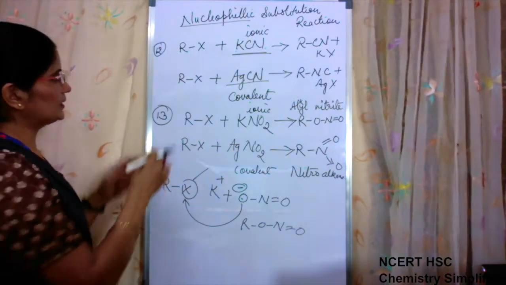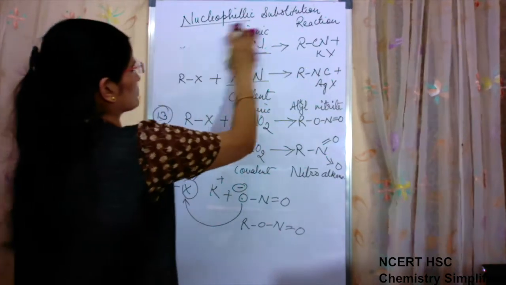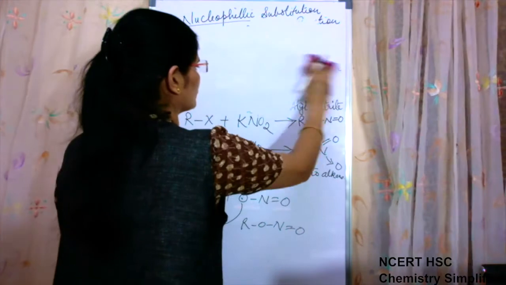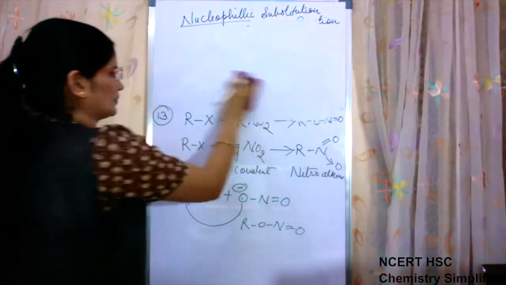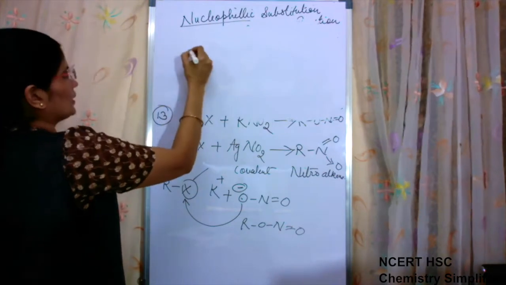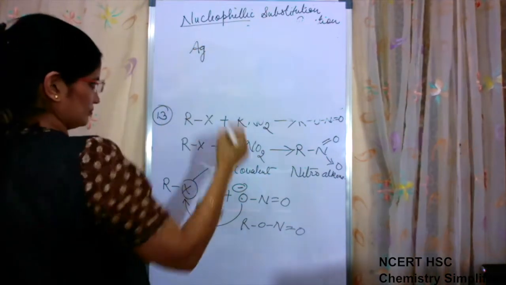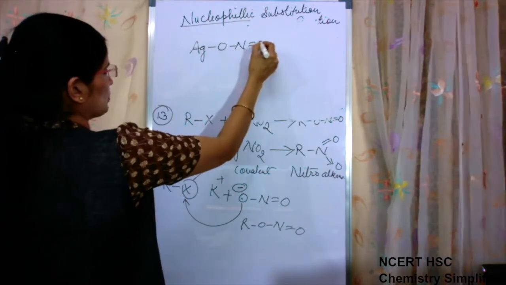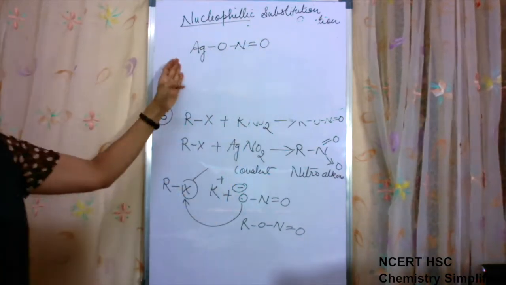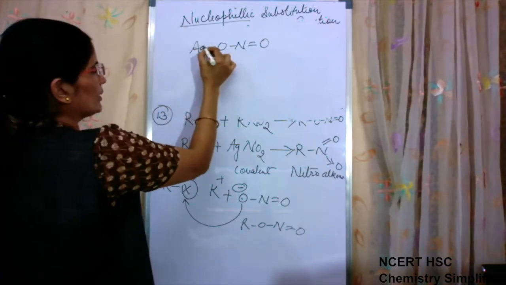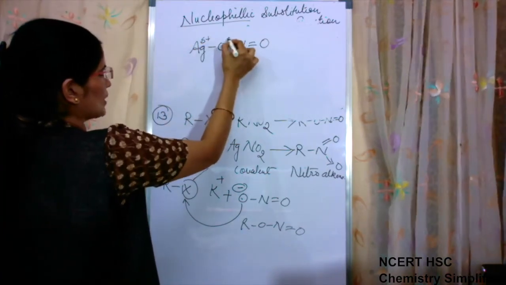On the other hand, in case of AgNO2, O N double bond O. In case of AgNO2, what happens? Because this is a covalent bond, so partial positive, partial negative.